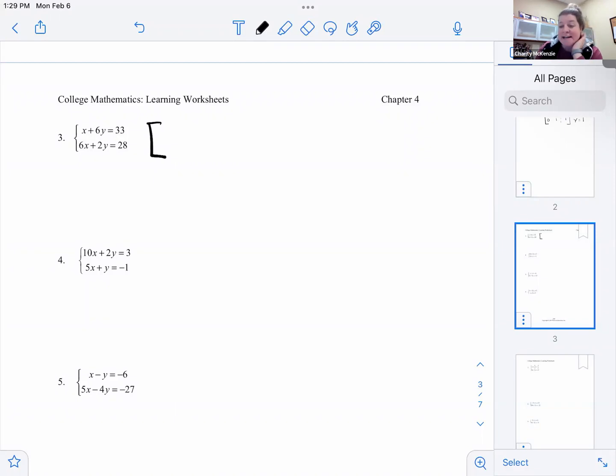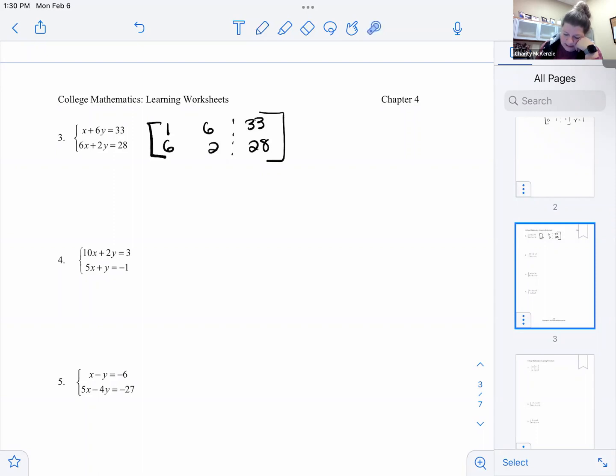This one, let's write it as our augmented matrix. So the first row should go 1, 6, 33. The bottom one goes 6, 2, 28. Dot, dot, dot. Line, line, bracket. I mean, not line, line, line, but bracket. So then this is problem 3. I did skip 2, and I'll probably skip a couple more. But then where should we start on this one?